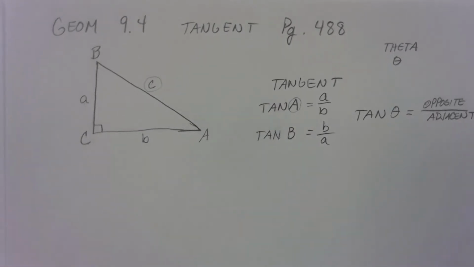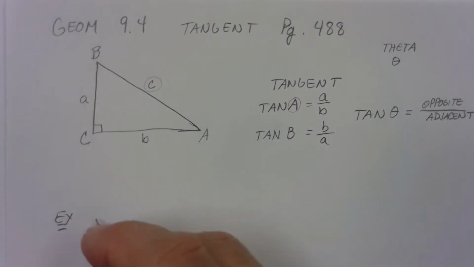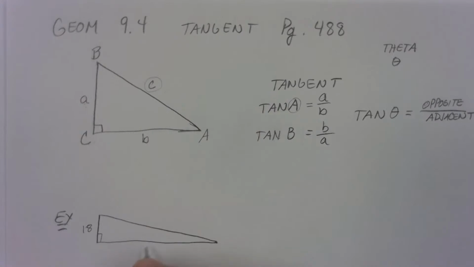Okay, so let's try it. Example 1 says to take a triangle like this. It's a little skinny guy like this, and the right angle is here. It says this is 18, this is 80, and this is 82, like that. And it says we've got an S, T, and R, like this.